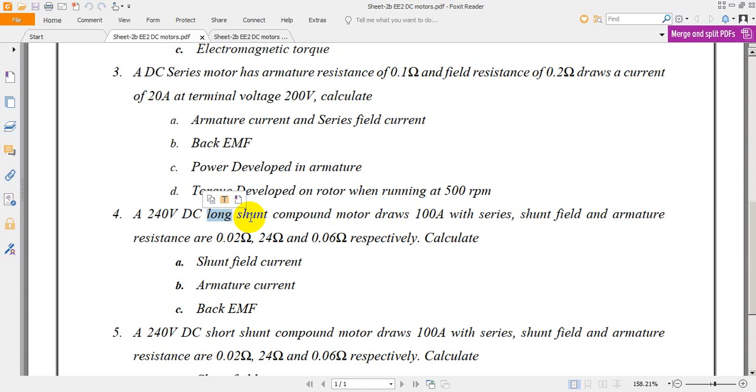It is connected parallel to the series combination of armature winding and series field winding, and it is supplied with a power supply of 240 volts and the motor is drawing a current of 100 amperes. It means the line current is 100 amperes. The values of series field winding, shunt field winding and armature resistance, RSC, RSH and RA, are given. Calculate the shunt field current, armature current and back EMF.